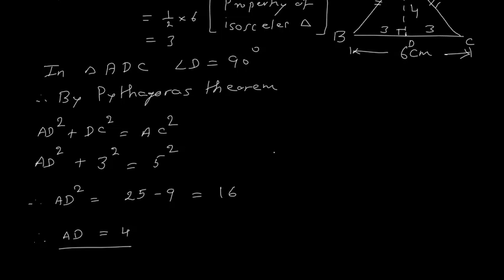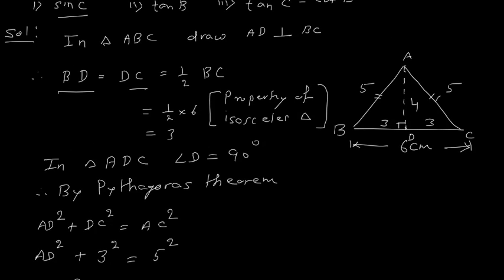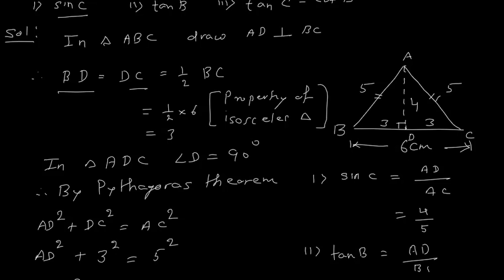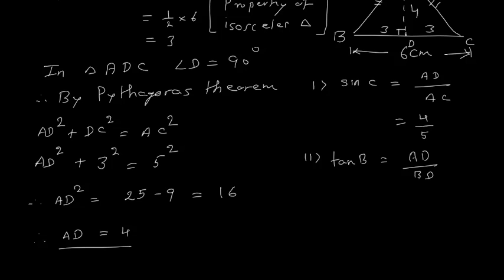Now easily I can find the value of sin C. So first I have to find sin C. So here I will say that sin C is equals to what? It is AD upon AC. Now the value of AD is 4 upon AC is 5. So this is 4 upon 5. Next I have to find the value of tan B. This is first. Second we have to find tan B. Now tan is opposite side which is AD upon adjacent side which is BD. So AD upon BD. The value of AD is 4 and BD is 3. So this is 4 upon 3.